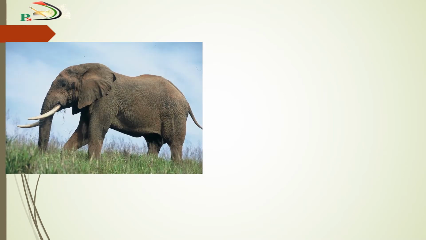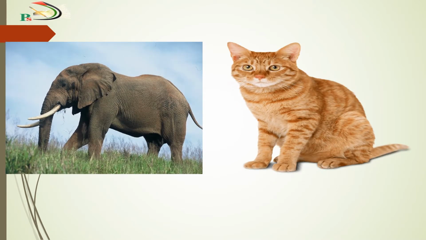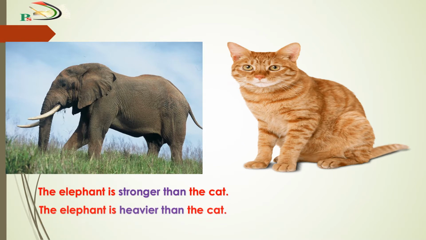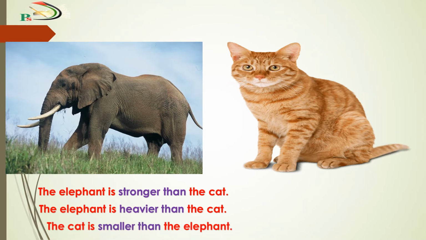Now here we have an elephant and a cat. We want to compare between them by using the adjectives strong, heavy, and small. So we can say the elephant is stronger than the cat. The elephant is heavier than the cat. The cat is smaller than the elephant.